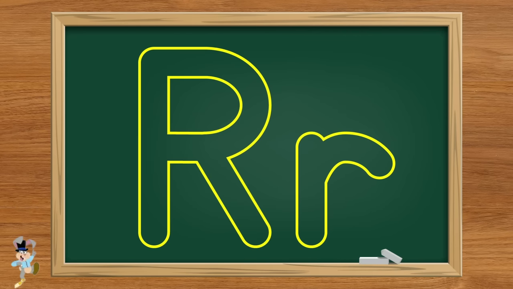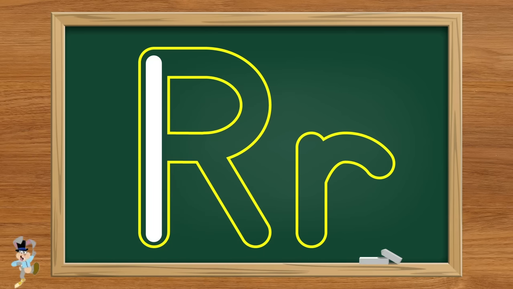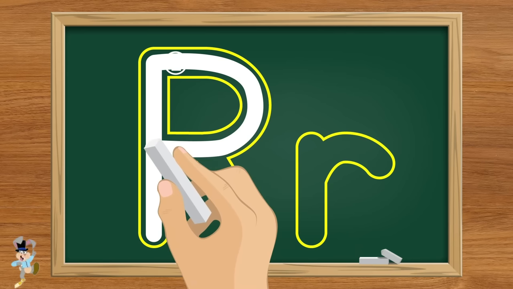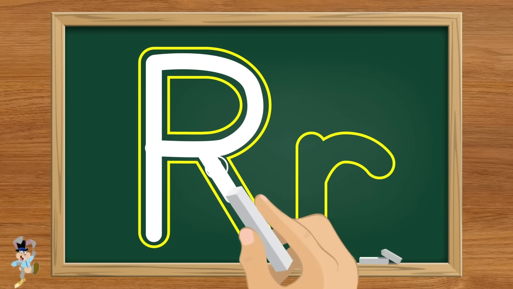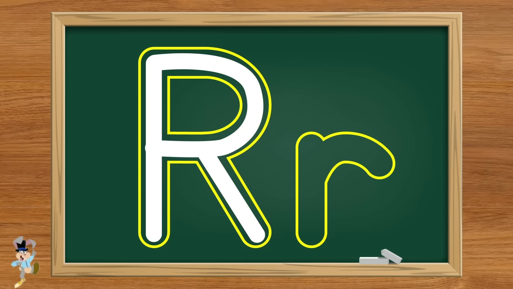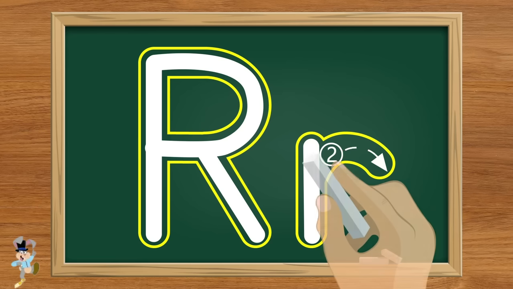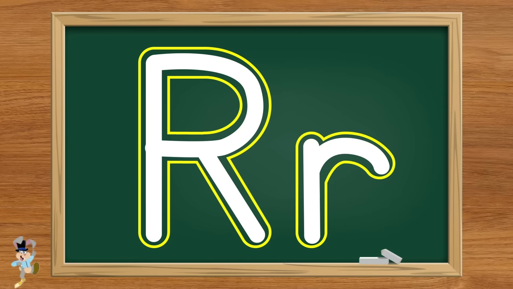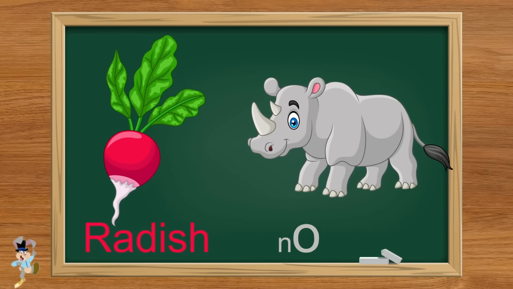Let's learn how to write the letter R. R is for radish. Rhino.